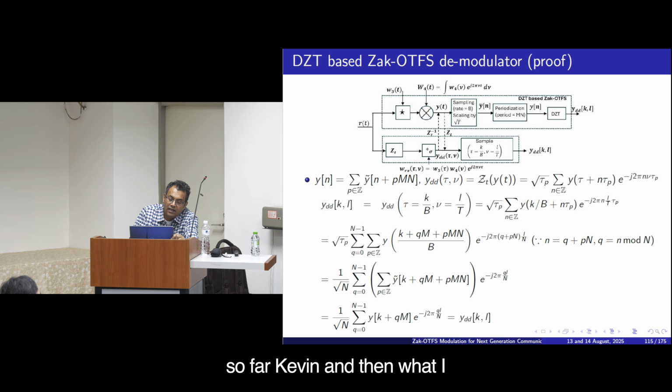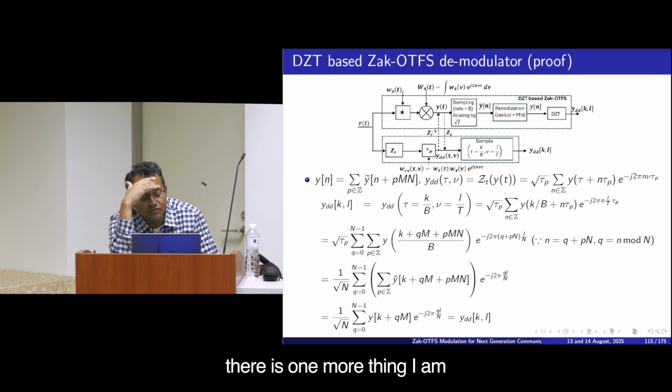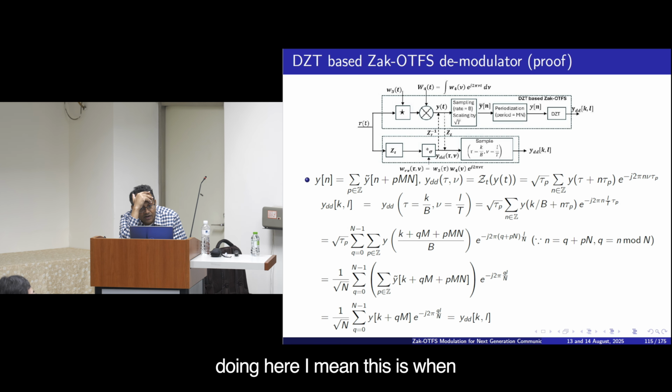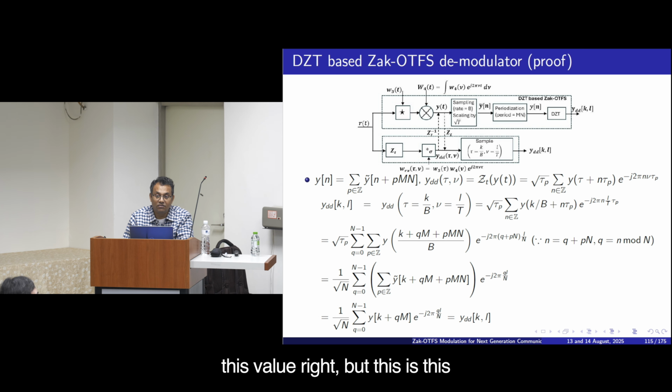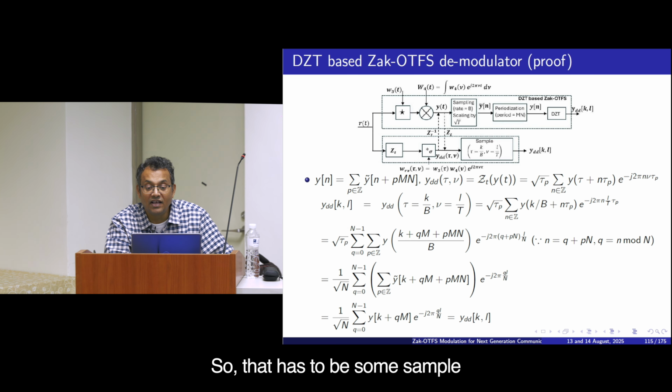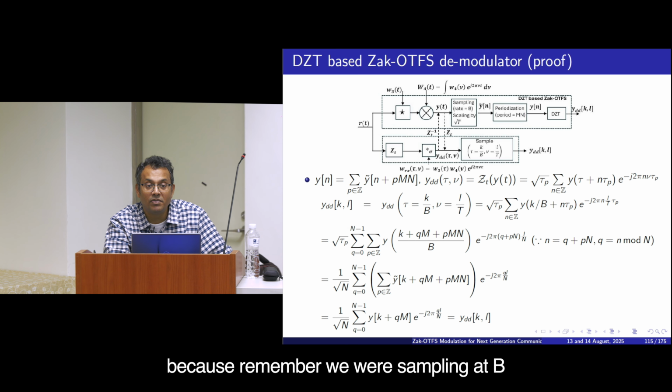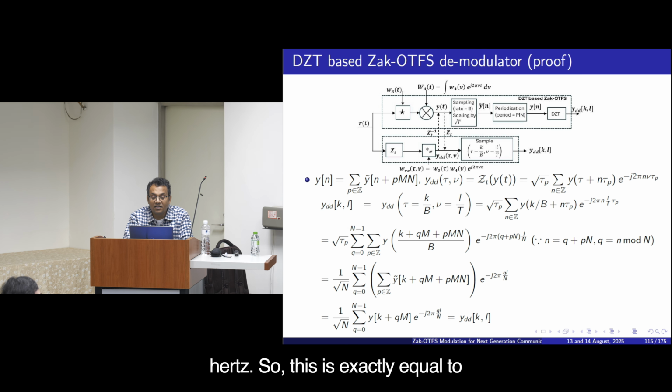And then what I do is I take this summation over p to be the inner summation. Also, there is one more thing I am doing here. When I put a round brace, it basically refers to the continuous signal y(t). Even here this is the continuous time signal y(t) at t equal to this value. But this time instance is like an integer in the numerator multiplied with 1 over b. So that has to be some sample, because remember we were sampling at b hertz. So this is exactly equal to y tilde.